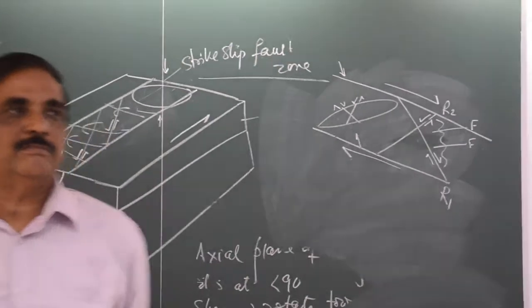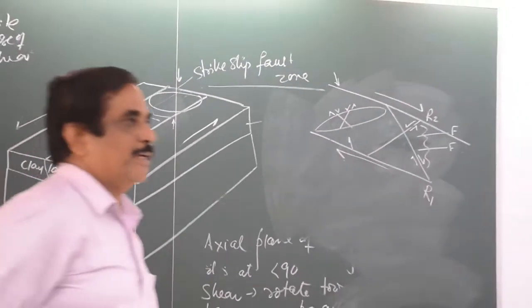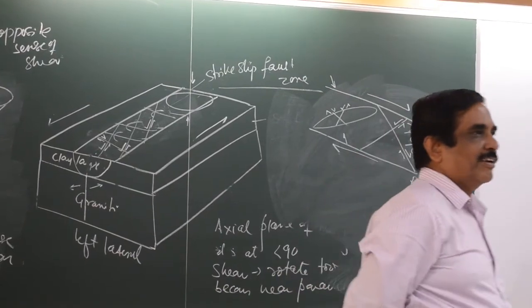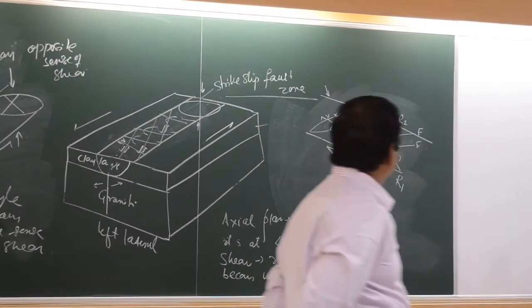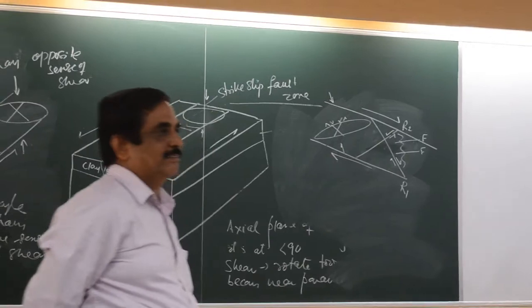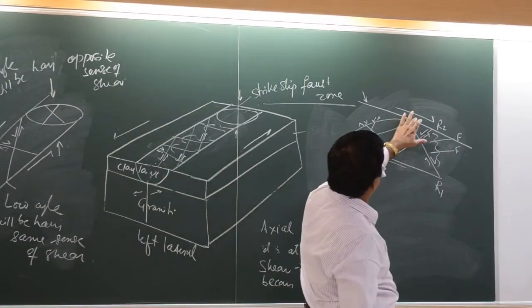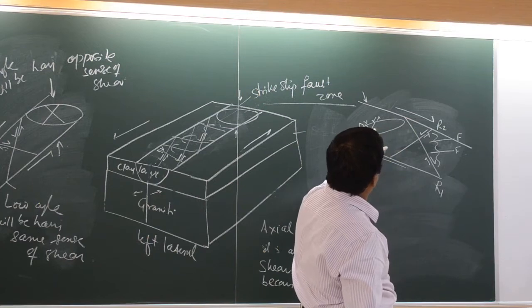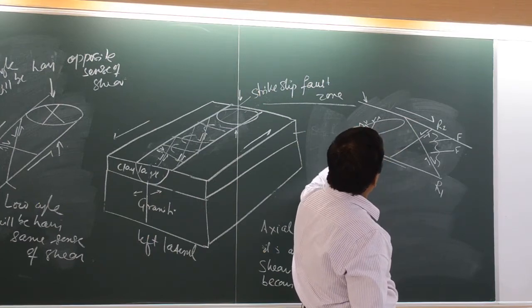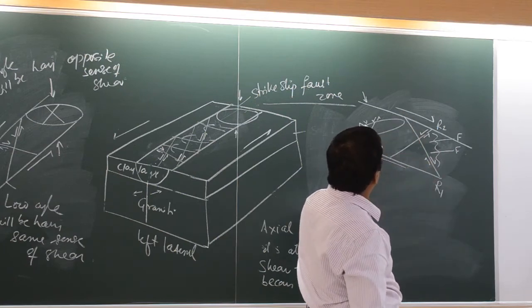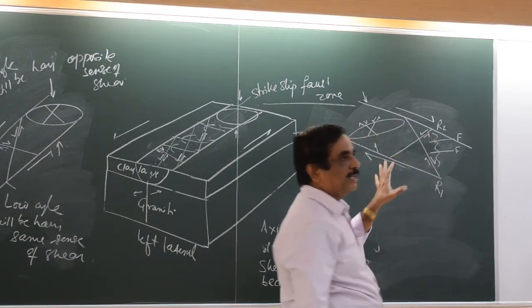First you draw this first arrow, then this ellipse. On the ellipse there will be two fractures. One which is having the same sense of shear as the main one, that is the low angle one. This is the low angle one.